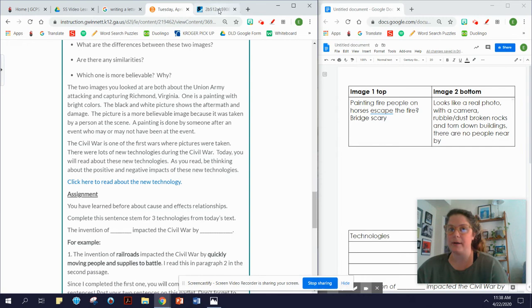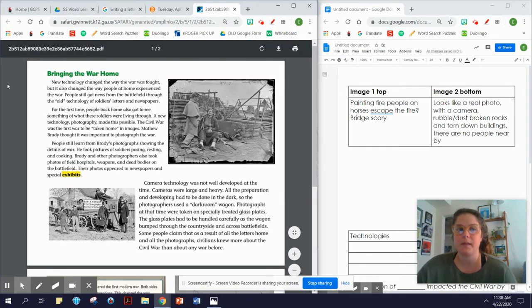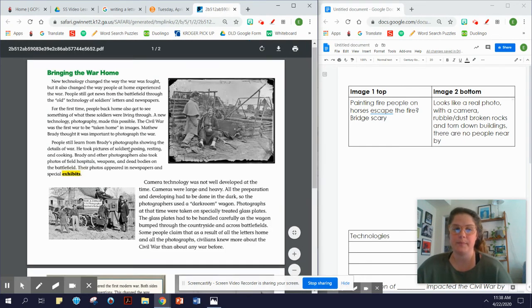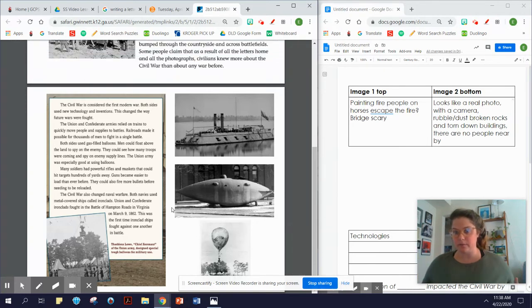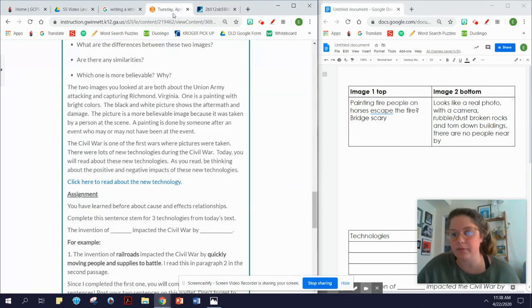You're going to read about the new technologies over here. You're going to read Bringing the War Home, and then you're going to read these 4 paragraphs down here with a bunch of images that describe the different technologies that were new during the Civil War, how they helped or how they made things worse. Maybe there were some challenges with these new technologies. You can listen to me read if you need to. There will be a recording.